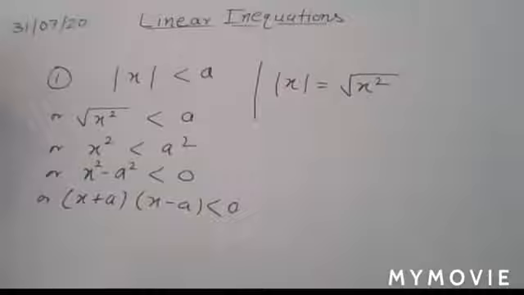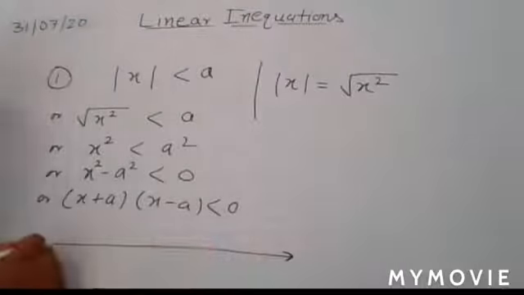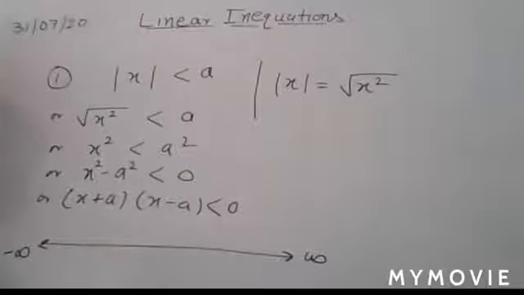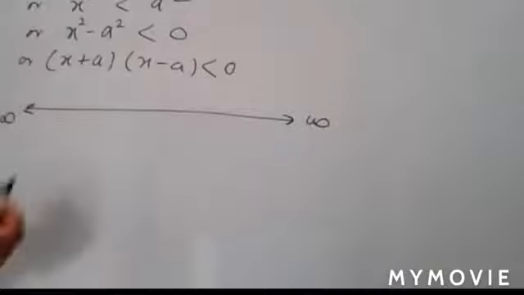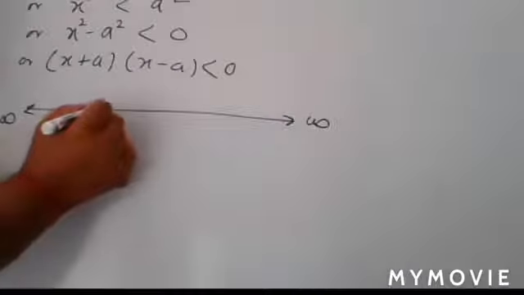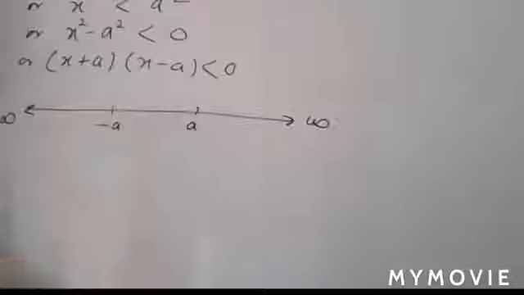Everyone getting this step? And how do you solve such an inequality if the product of two factors is less than 0? You well know, with the help of a number line. So suppose you draw a number line and mark minus infinity on one side and infinity on the other. First of all, you make your first factor equal to 0. So if x plus a is equal to 0, you have x is equal to minus a. So you mark here minus a, and on this side you have a.